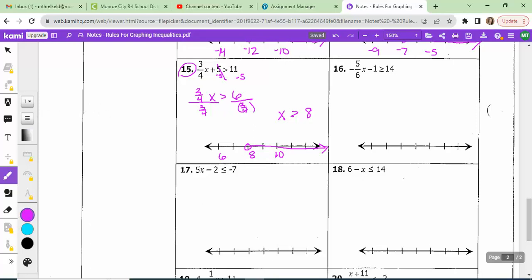So if you multiply by the reciprocal, you have 6 times 4/3. So 6 times 4 gives you 24 divided by 3, which is 8. If you did it that way. What's not listed?